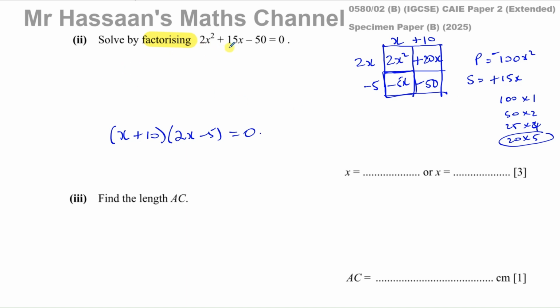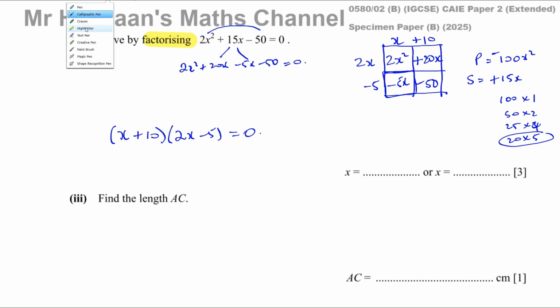Some people like to split up the middle term into two parts, and the two parts are found in exactly the same way as I've done this. They must multiply to give you minus 100x squared, and they add to give you 15x, so it's going to be plus 20x minus 5x. So you have 2x squared plus 20x minus 5x minus 50 equals 0. We factorize by what's called grouping. So we group these together, we group those together, and then we factorize them separately.